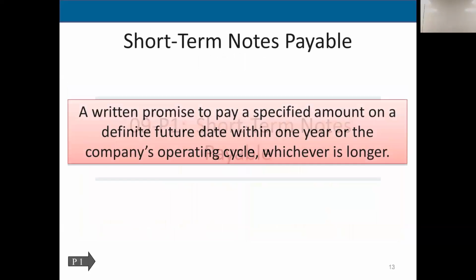Short-term. All right, a written short-term notes payable, a written promise to pay a specified amount on a definite future date. Okay, this is just what I described, so let's advance.